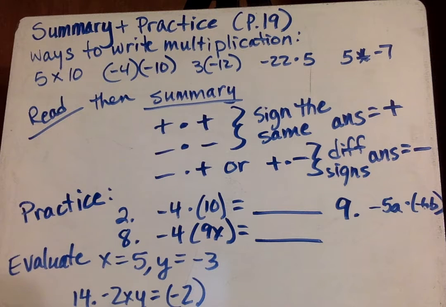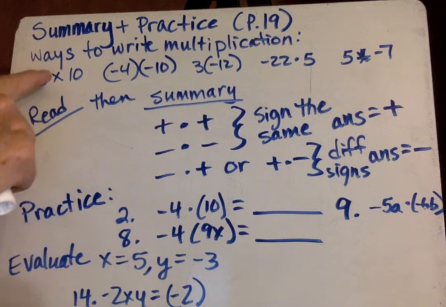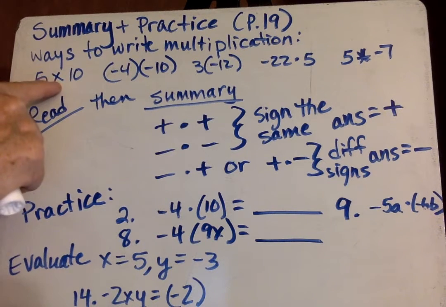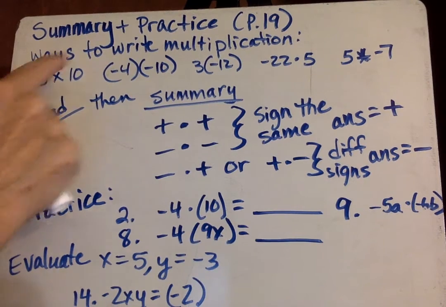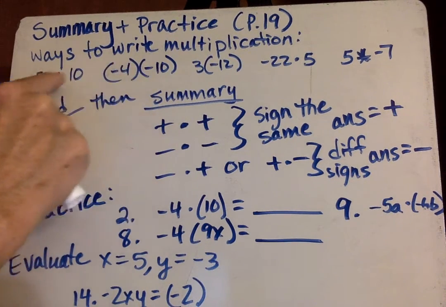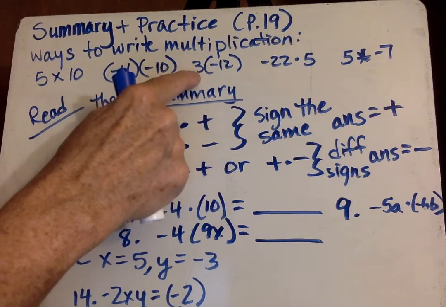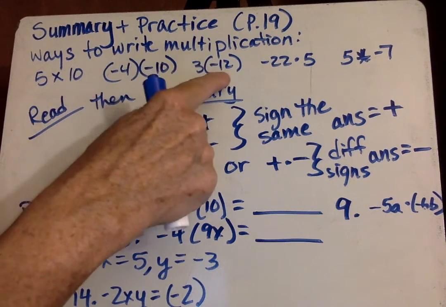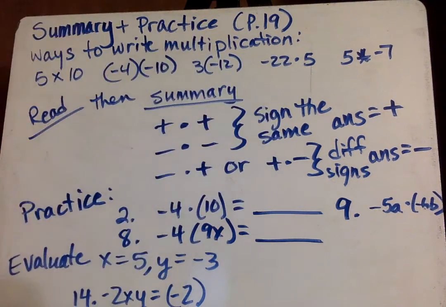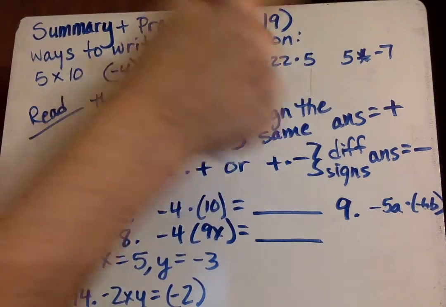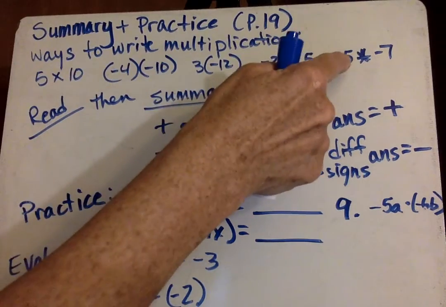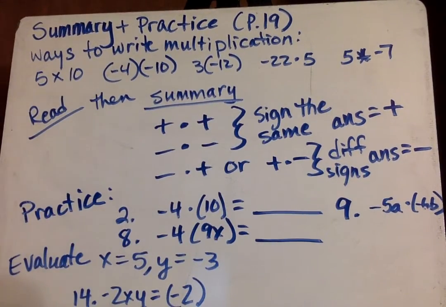Okay. So here's some different ways to write multiplication. It can be with an X. That's normally in elementary school, but in middle school, we change it and we write it more with parentheses. So this is 5 times 10, negative 4 times negative 10. They can be with the number on the outside of the parentheses, so 3 times negative 12. They can be without parentheses at all with a dot in the middle. Or they can also be with an asterisk or star sign in the middle, 5 times negative 7. So those are different ways that you can see multiplication in the math world.